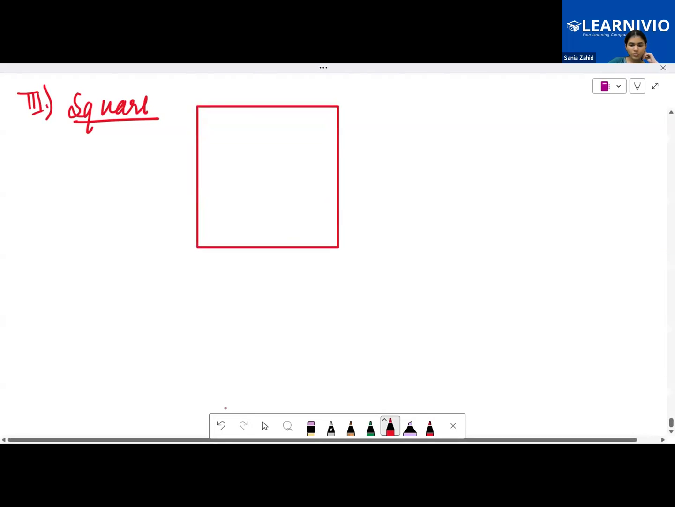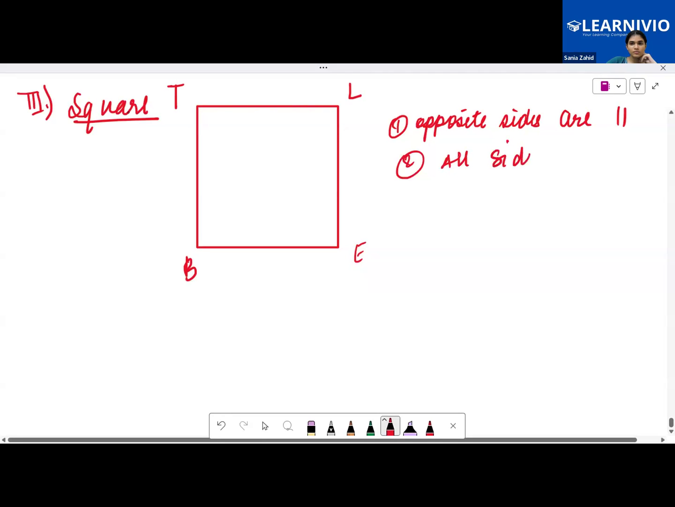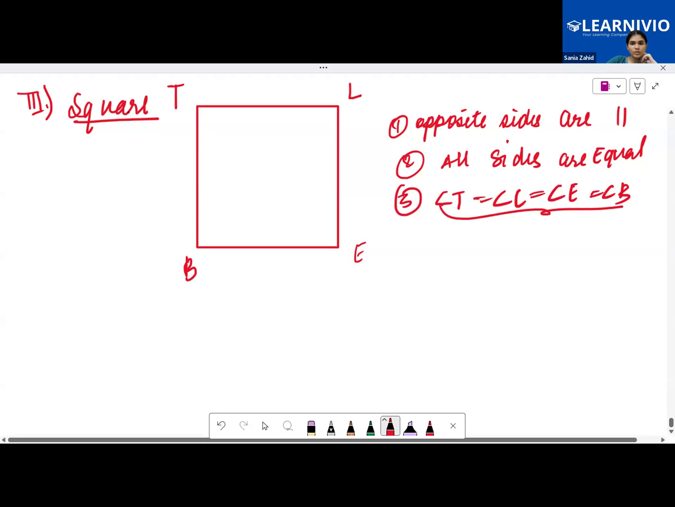Let's consider that this is a square T L E B. First of all, in a square, opposite sides are parallel. Then second, all sides are equal. Then angle T is equal to angle L is equal to angle E is equal to angle B, and all of them are equal to 90 degrees. Any other property can you see?